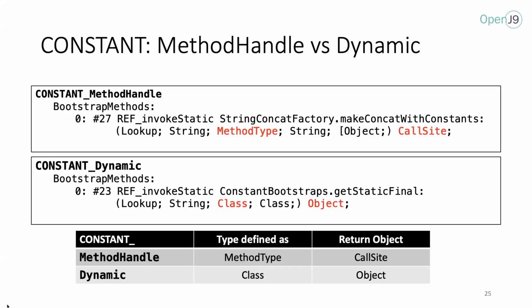And the other difference is in the return values of the bootstrap method. For constant method handle, it's a call site. A call site is just a wrapper for a method handle. Whereas for a constant dynamic, it's an object, and that is sufficient to describe a constant value. So these are the two differences between constant method handle and the constant dynamic constant pool entries.